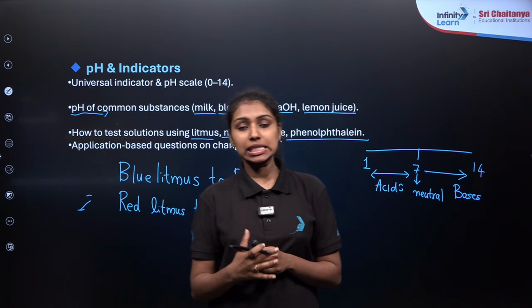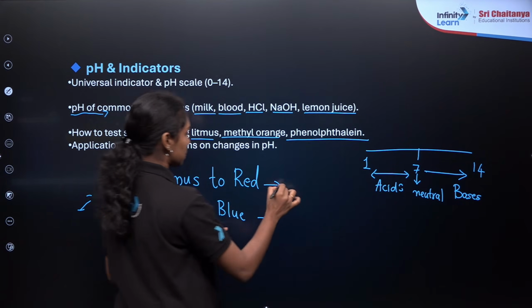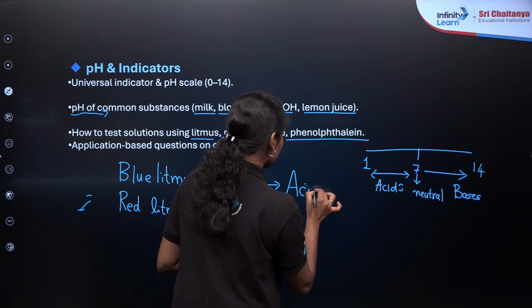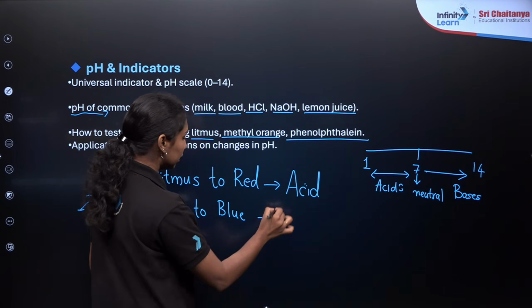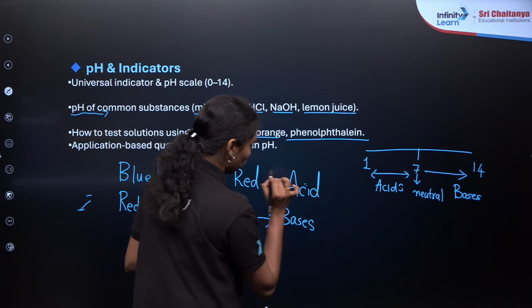So acids are substances that change blue litmus to red color, right? These are the acid substances. Then if you are taking a basic substance and putting in red litmus, the color changes from red to blue. They are known as the bases. So we can define using litmus paper whether it is acid or base, right?